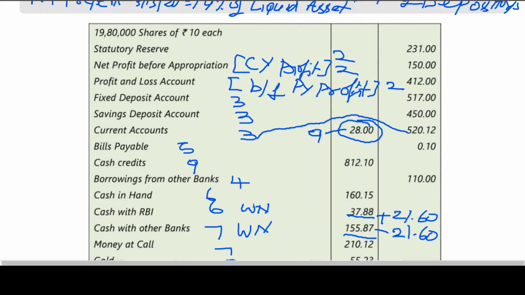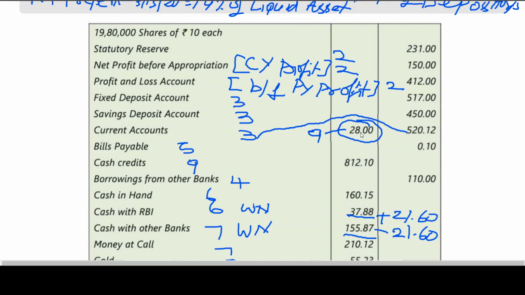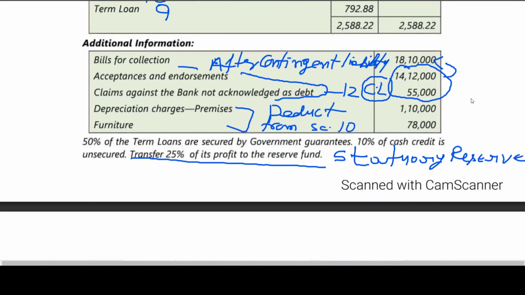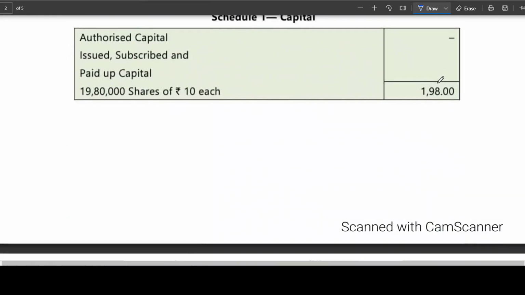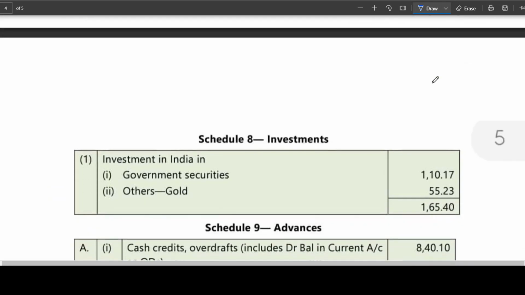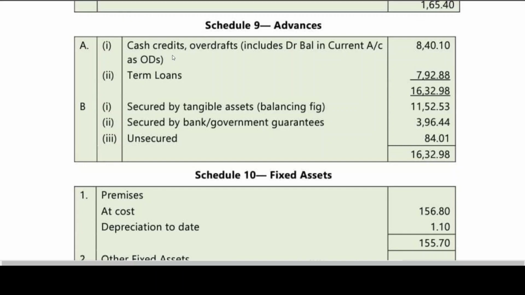Is this clear to all of you? This 28 is the current account. I told you the OD will appear under advances, 9. 28 lakhs plus 9, where will it go? Current accounts. That is why it has been added under advances. Cash credits, overdrafts include the debit balance in current account as ODs. So how did you get that 84.10? I'll tell you. If you want, you can note this down. Here I'm writing it.